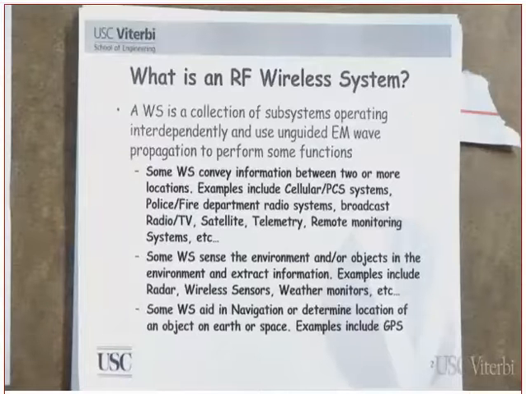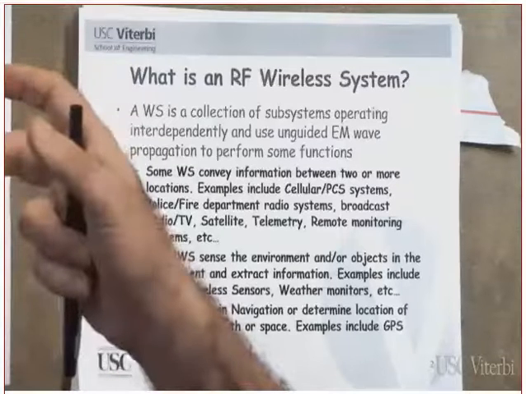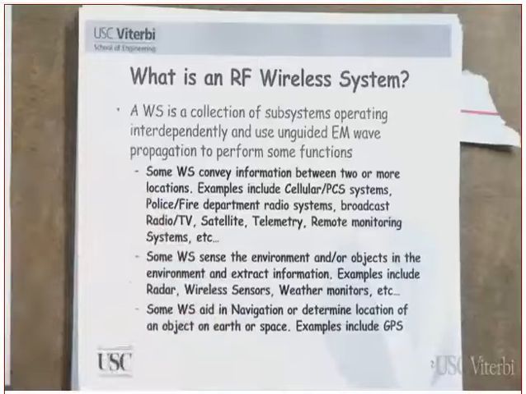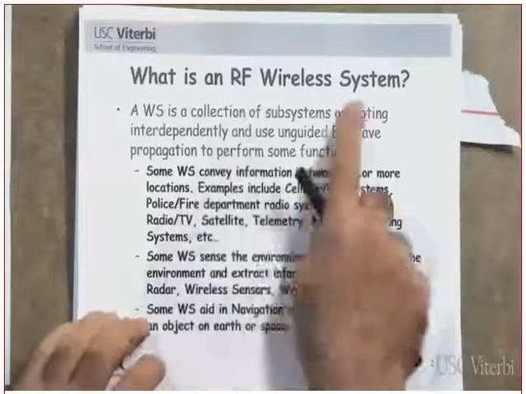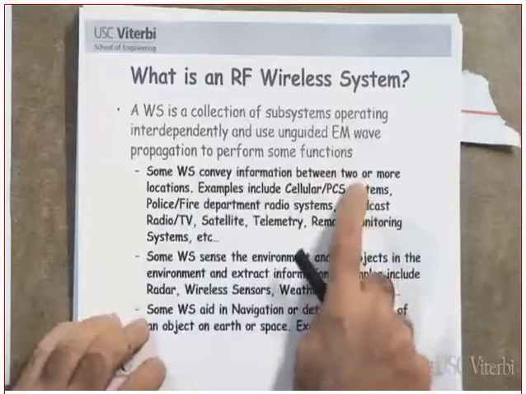Unguided means what? Not like through a cable or fiber or over copper. It's what? Through the air, through using the free space. It's unguided electromagnetic waveform propagation to perform some functions. Some RF wireless systems are used to communicate information.